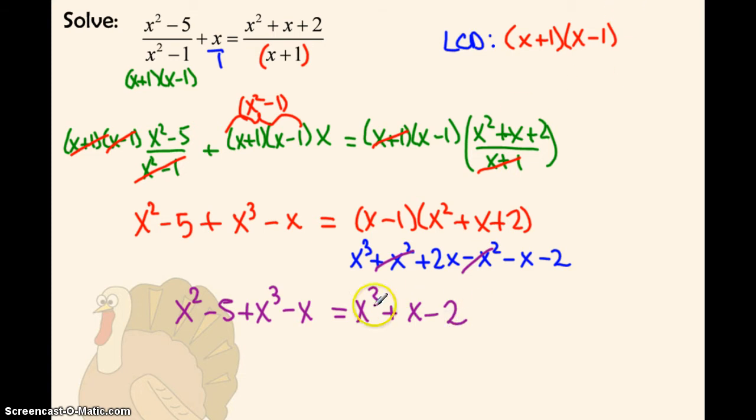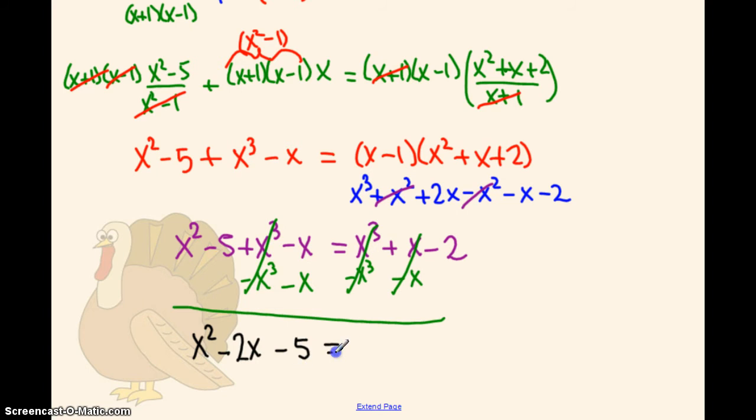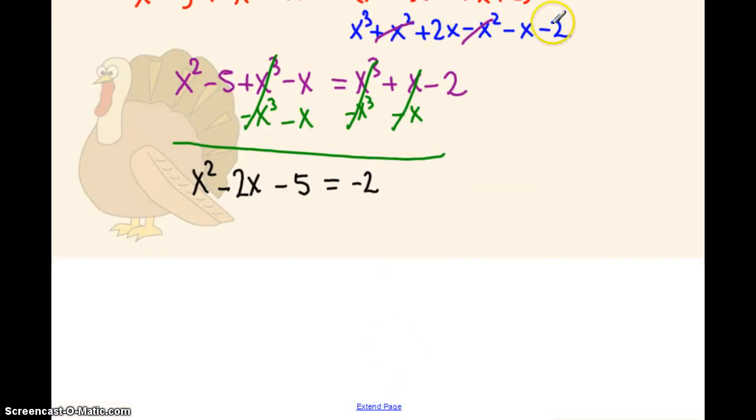I want to get the x's on one side, so I'm going to subtract x cubed and subtract x. My x cubes completely disappear, so I have x squared. I'm going to rewrite it in descending order. Minus 2x minus 5 equals negative 2. Well, I now want to get everything to 0 because I can see this is a quadratic. And if it's a quadratic, I want to get everything on one side, so it's in the quadratic equation form. So x squared minus 2x minus 3 equals 0.